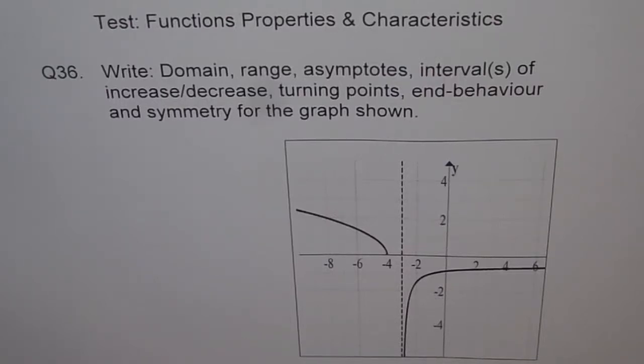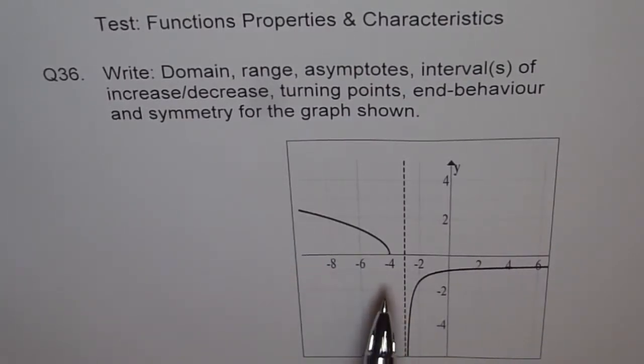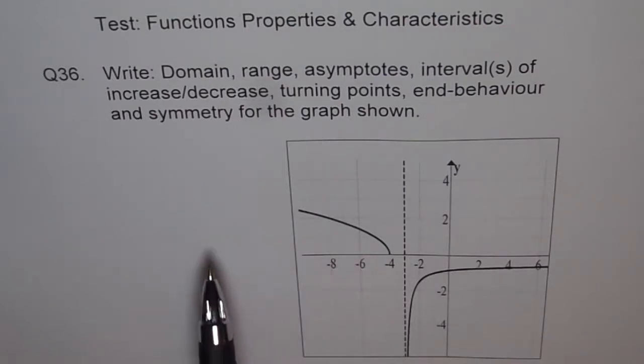Here is a very important and interesting problem. Question 36. Write domain, range, asymptotes, intervals of increase, decrease, turning points, end behavior, and symmetry for the given graph. In a way, you have to write all the characteristics of the given graph. Remember one thing: when you are looking at a graph, you have to see it from left to right. It is important since when we say increasing, decreasing, we see from left to right.